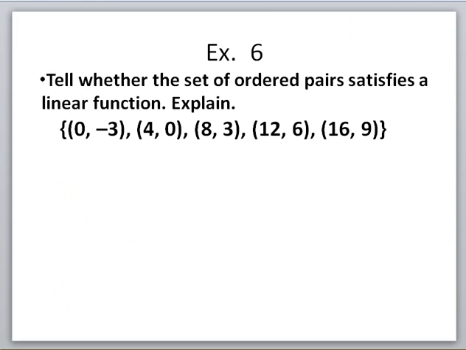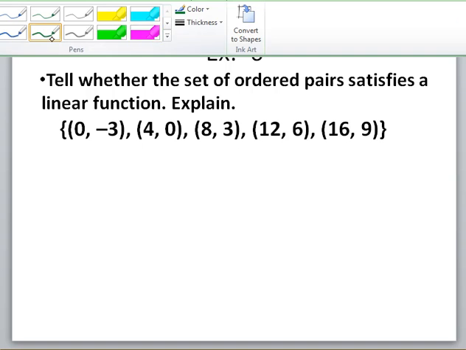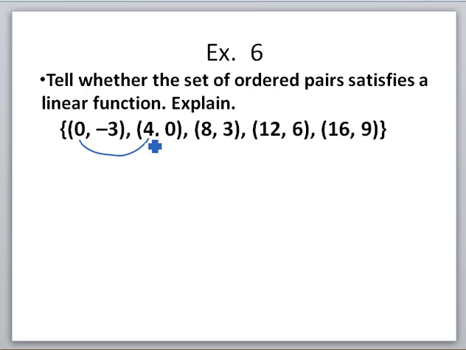So tell whether the set of ordered pairs satisfies a linear function. What I'm going to do is look at the constant change in the x's. Notice I'm drawing arrows to each of my x values, and I'm going to see if there's a constant change. So 0 plus what gives me 4? Well, plus 4. 4 plus what gives me 8? Plus 4. 8 plus what gives me 12? Plus 4. And I check it all the way through. There is a constant change in x.